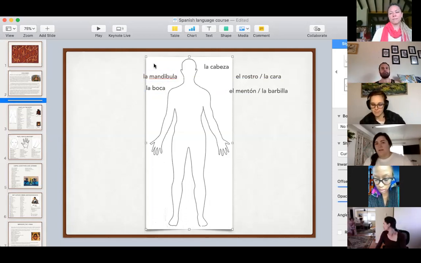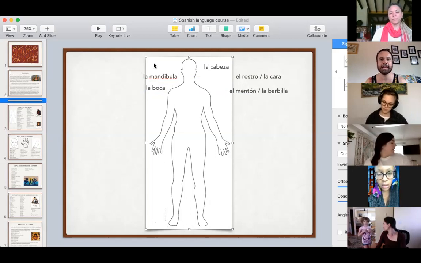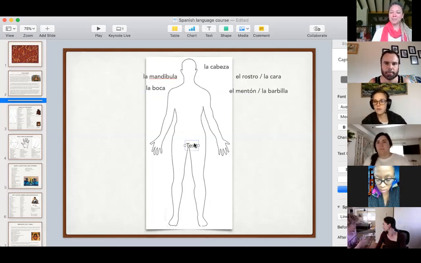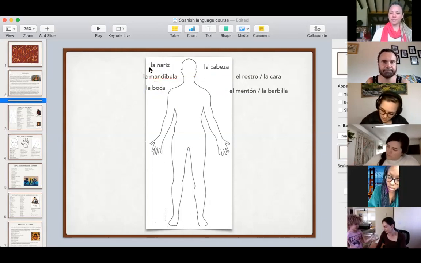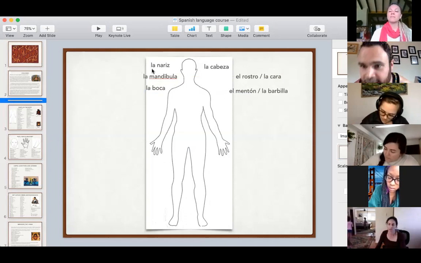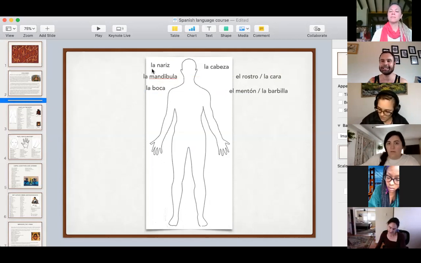Okay. Any other names for parts of the head, neck, and face? Nariz. La nariz. Very good. So again, that's a word that ends with a Z. So la nariz in Peninsular Spain and la nariz in Latin American Spanish.